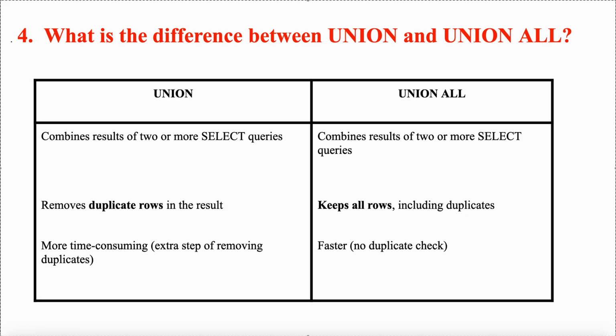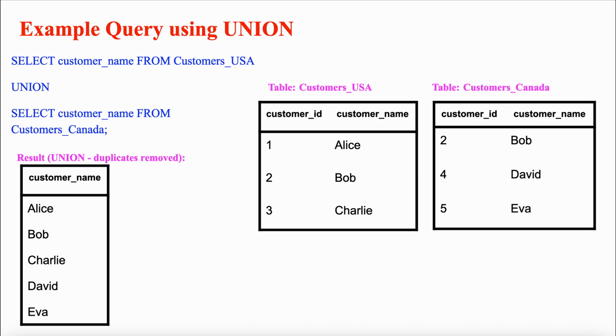On the other hand, union all keeps all rows even if there are duplicates. It does not check for duplicates, so it is faster than union. In short, union removes duplicates and is a bit slower. Union all keeps all rows and is faster. That's the main difference between union and union all in SQL. Now, let me show you a simple example of how union works in SQL.